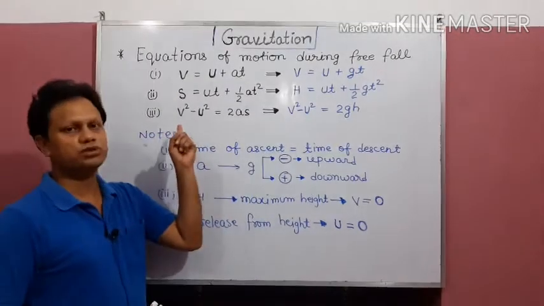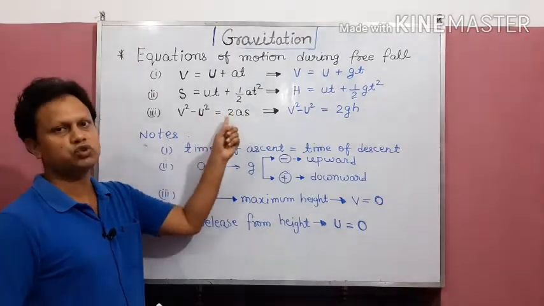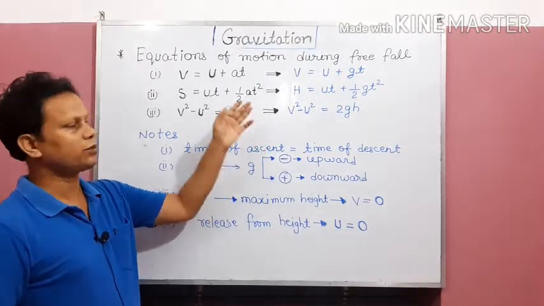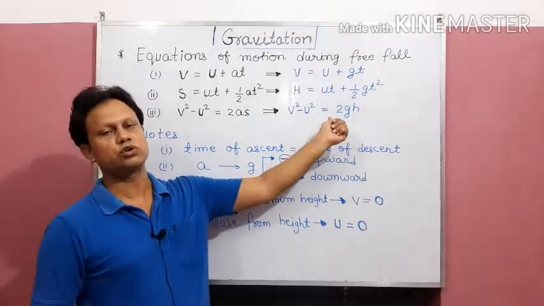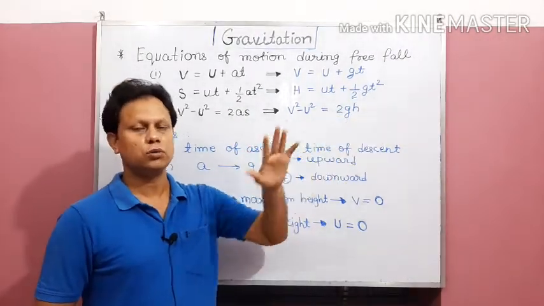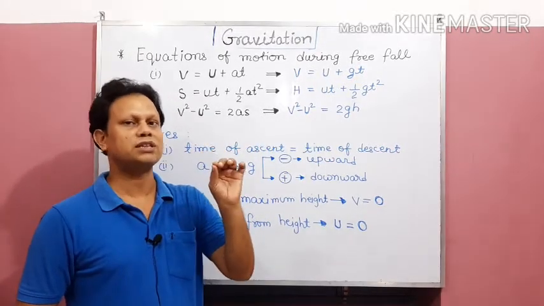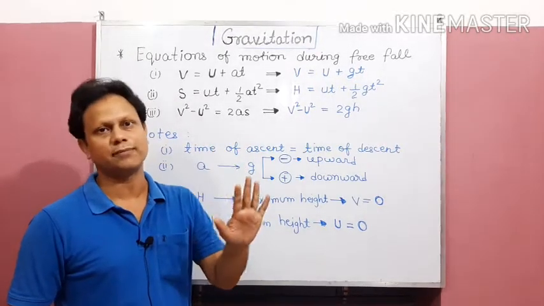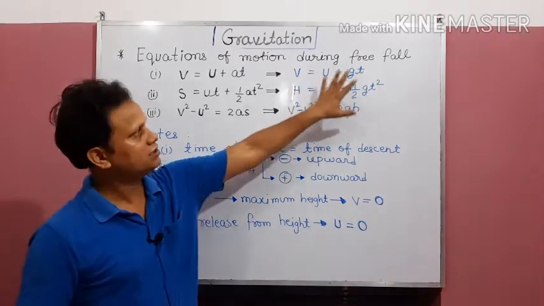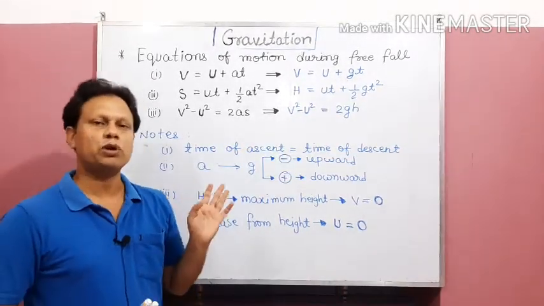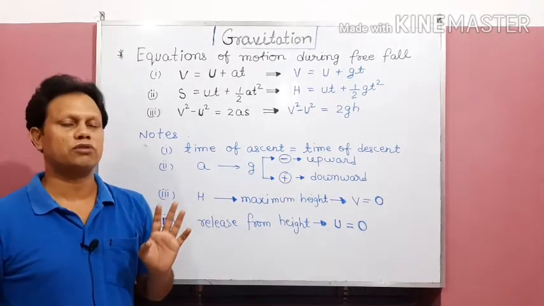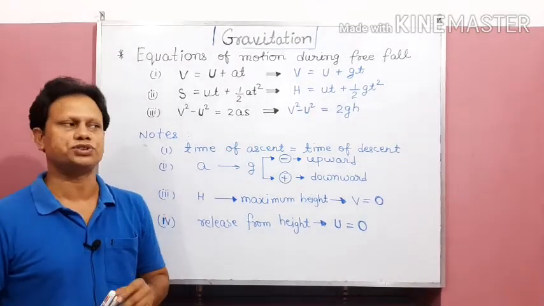And the third equation of motion, that is v square minus u square = 2as. From the previous discussion, what will be the new format? v square minus u square = 2gh. Only the replacement of terms has been there, but all the terms remain the same. So, we have formulated these equations of motion according to free fall. We are going to apply these equations for solving different types of free falling situations.